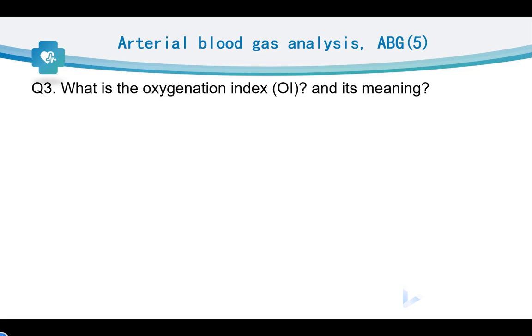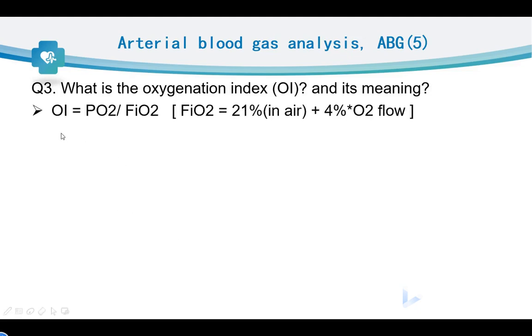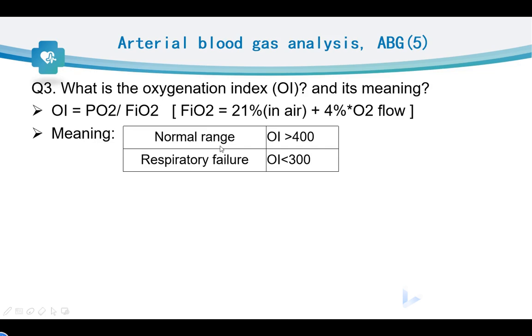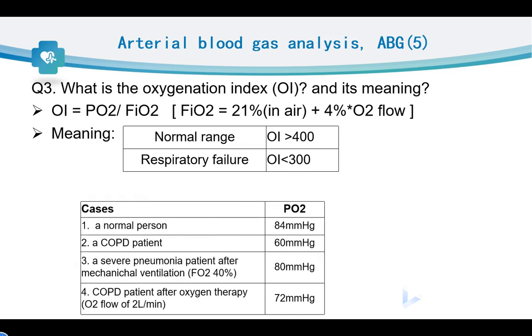What's the oxygenation index and its meaning? The oxygenation index is the ratio of the partial pressure of oxygen to the fraction of inspired oxygen. The normal range of the index is over 400. Once the index is less than 300, we can conclude a respiratory failure. Now, let's look at some cases.